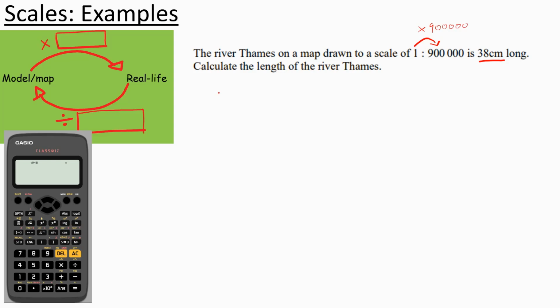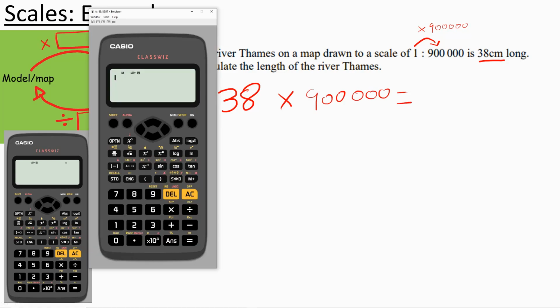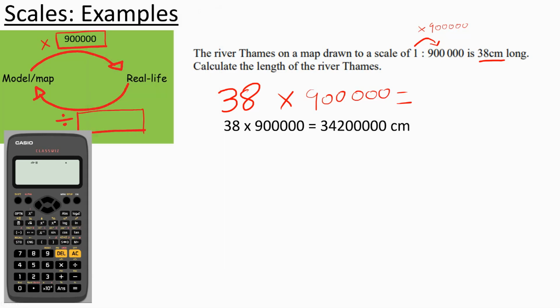So I would need to do, because I'm going from the map to real life, 38 times 900,000. And we can do that on the calculator. So 38 times 9, although realistically you don't need a calculator for this. 34,200,000 centimeters.